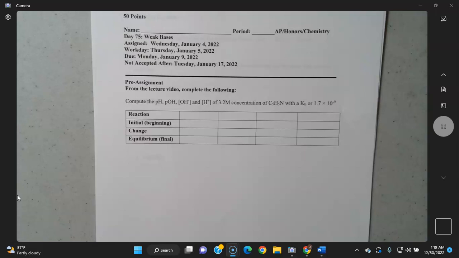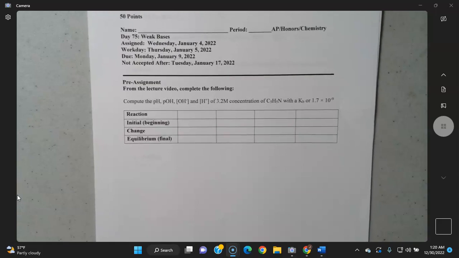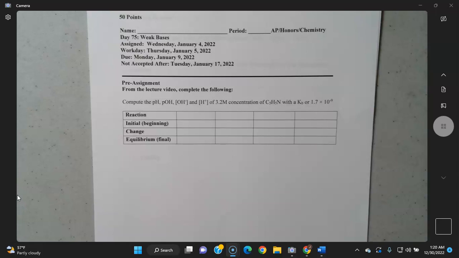Chemistry. We're on to day 75. This is on weak bases. These are very much done the way the weak acids that you just finished. All right, the first problem is a pre-assignment problem, and it comes from the video. So go ahead and do that one.